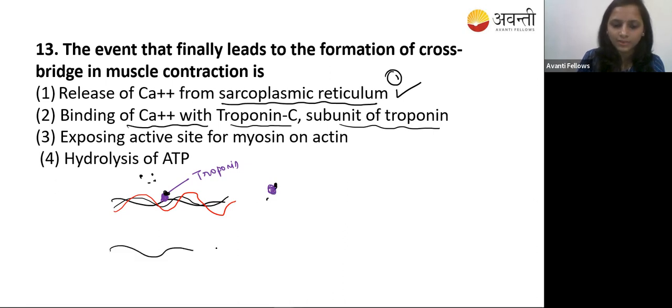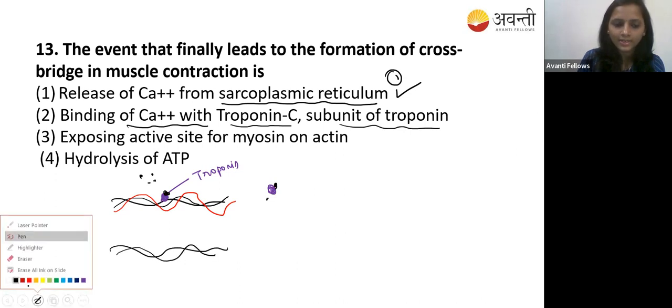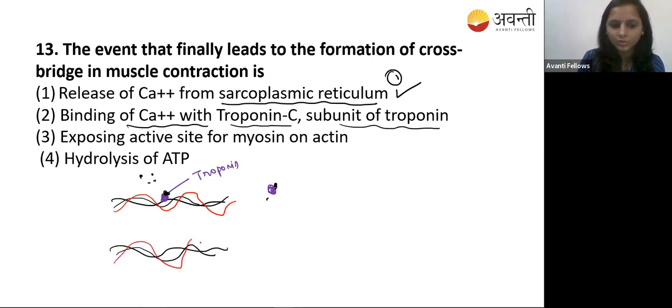So what will happen here? Our myosin head is already activated by ATP. Now it will come and bind to this active site. This is the myosin head.